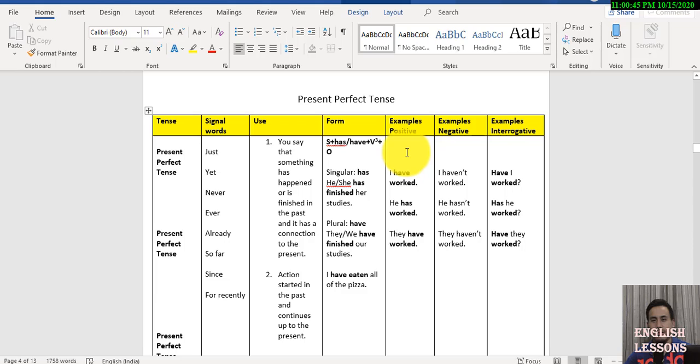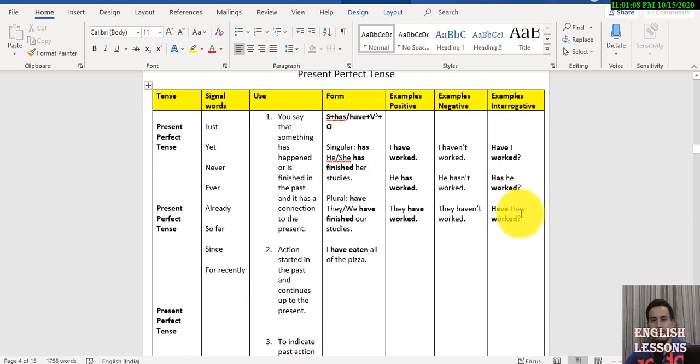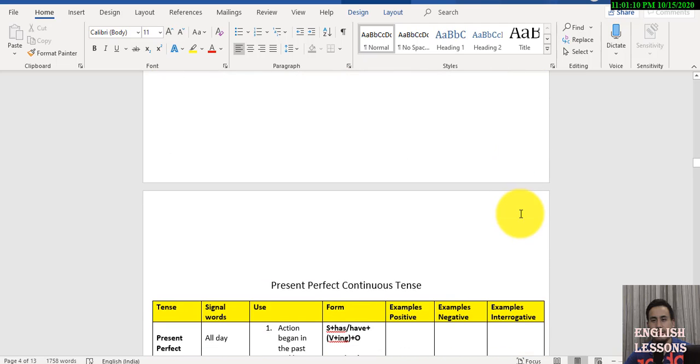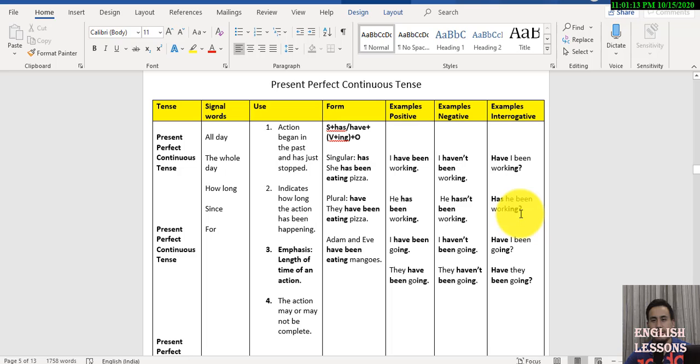Positive examples. I have worked. He has worked. They have worked. Negative sentences. I haven't worked. He hasn't worked. They haven't worked. Examples of interrogative: Have I worked? Has he worked? Have they worked? And we have present perfect continuous. Present perfect continuous tense. Signal words: all day, the whole day, how long, since, for.